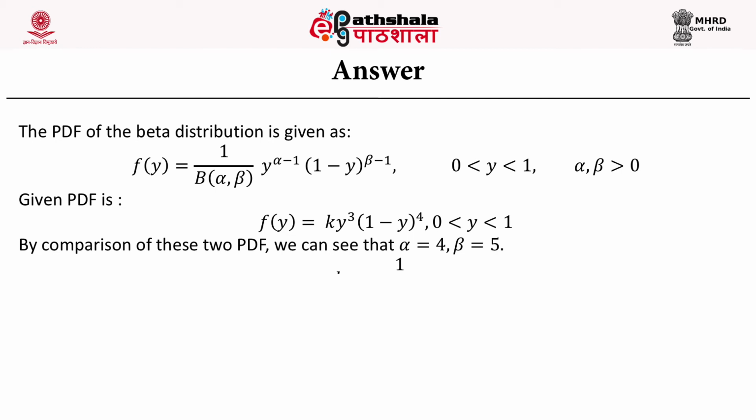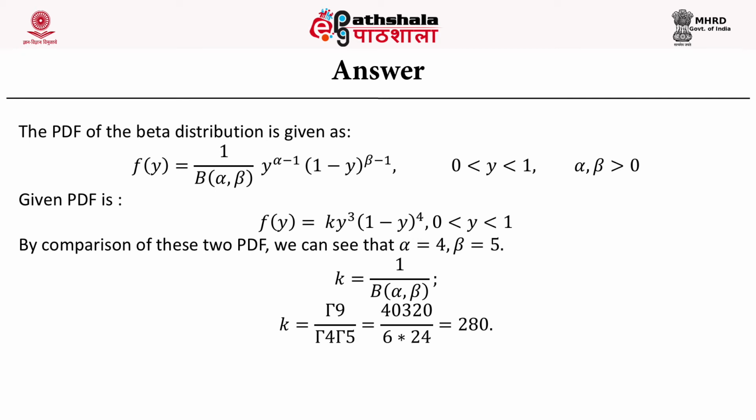By comparing these two PDFs, we can see that alpha is equal to 4, beta is equal to 5, and k is equal to 1 upon B(alpha, beta). As we know, the value of the beta function is gamma alpha gamma beta upon gamma alpha plus beta. So we derive the k value as gamma of 9 upon gamma of 4 and gamma of 5, where gamma of x is equal to (x minus 1) factorial. After solving the gammas, we get the result k is equal to 280.